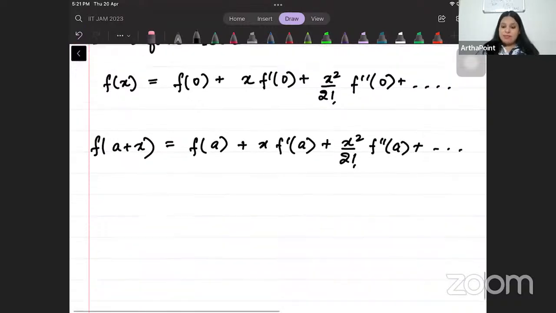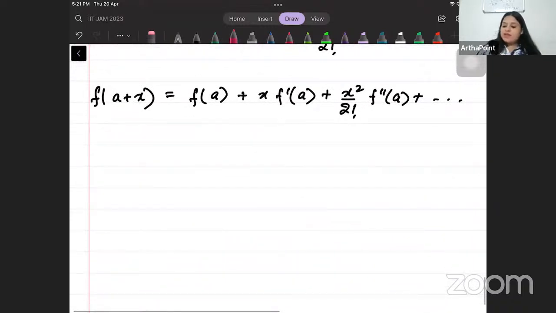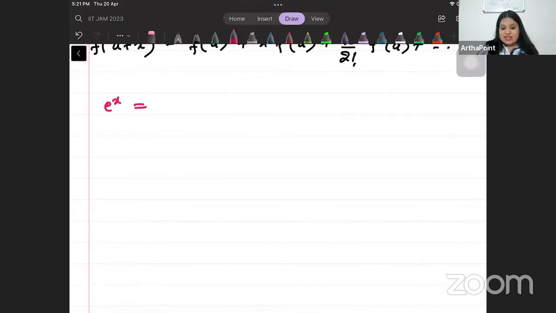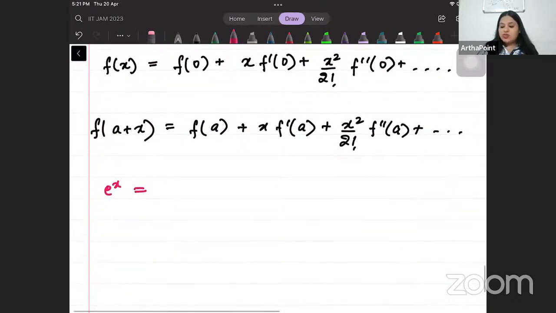Let me give you an example to it. So for example, if someone asks you to open up e^x, so e^x is going to be, यहाँ से देखना शुरू करो, e^0. So anything to the power 0 is 1. So it is going to be 1 plus x.